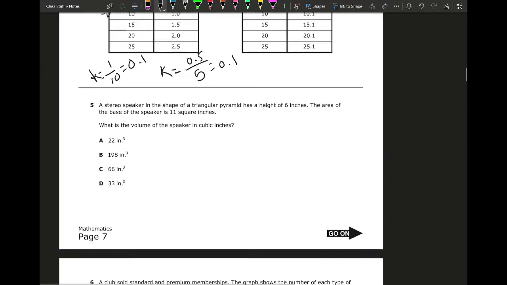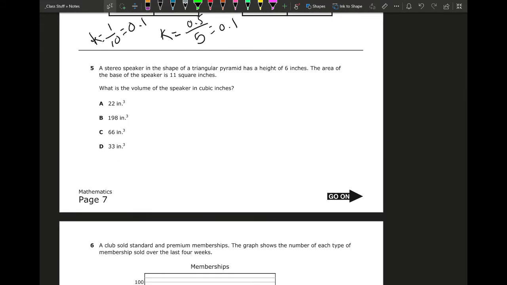Number 5, a stereo speaker in the shape of a triangular pyramid has a height of 6 inches. I think we're talking about volume. The area of the base is 11 square inches. What is the volume of the speaker in cubic inches?